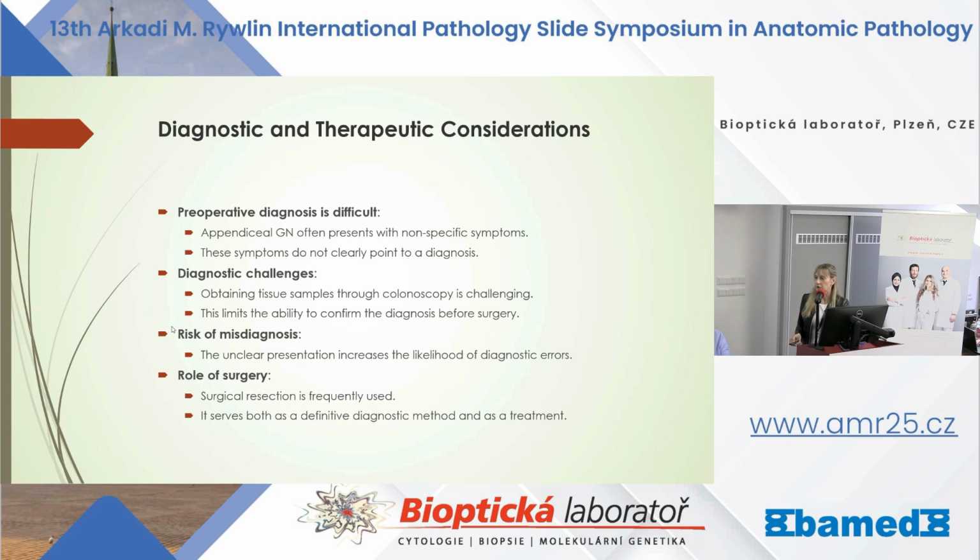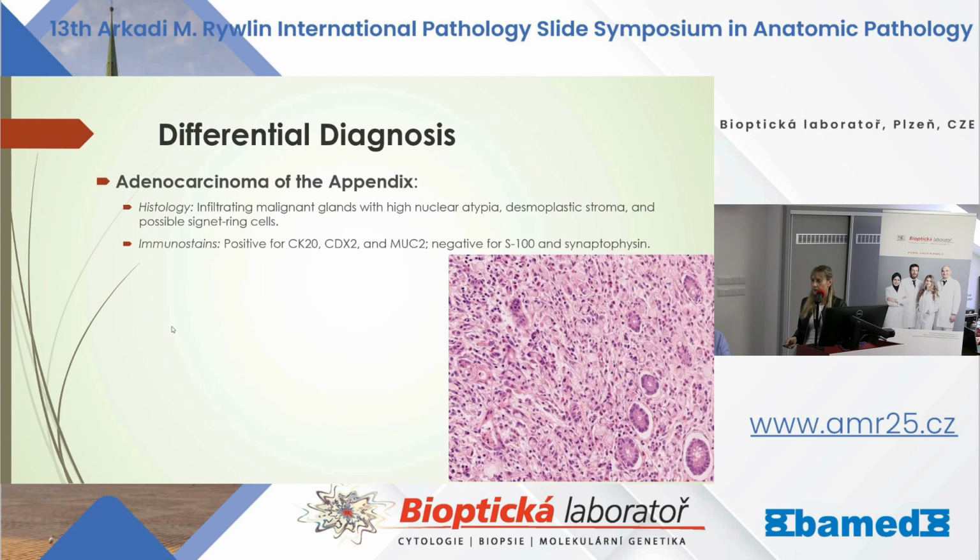So appendiceal ganglioneuroma often presents with non-specific symptoms, and the symptoms do not clearly point to a diagnosis. Obtaining tissue samples through colonoscopy is challenging, and this limited the ability to confirm the diagnosis before surgery. So the unclear presentation increases the likelihood of diagnostic errors, and surgical resection is frequently used. It serves not only for diagnosis, but also as a treatment.